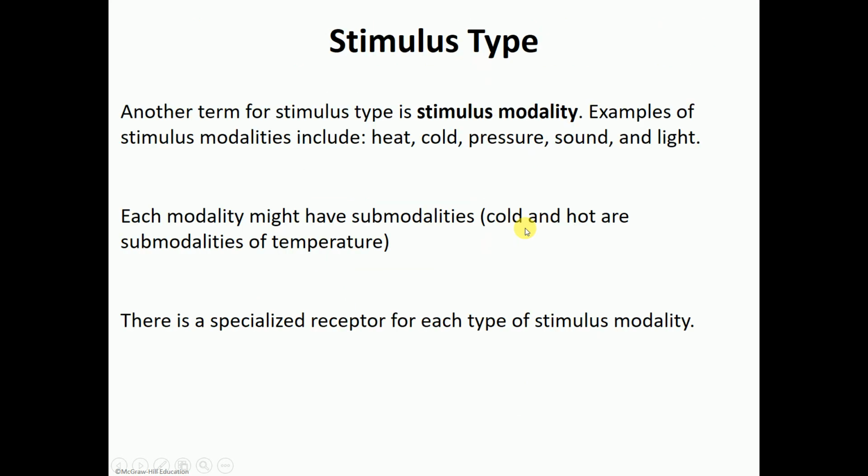Now, stimulus type or stimulus modality means that we have different kinds of stimuli. So we have stimuli that could be heat, cold, pressure, sound, light. These are just examples. There are so many more. Each modality would have a sub-modality. So for example, thermoreceptors: we have some receptors for cold and other receptors for hot. So these would be sub-modalities of temperature. And we have a specialized receptor for each modality.